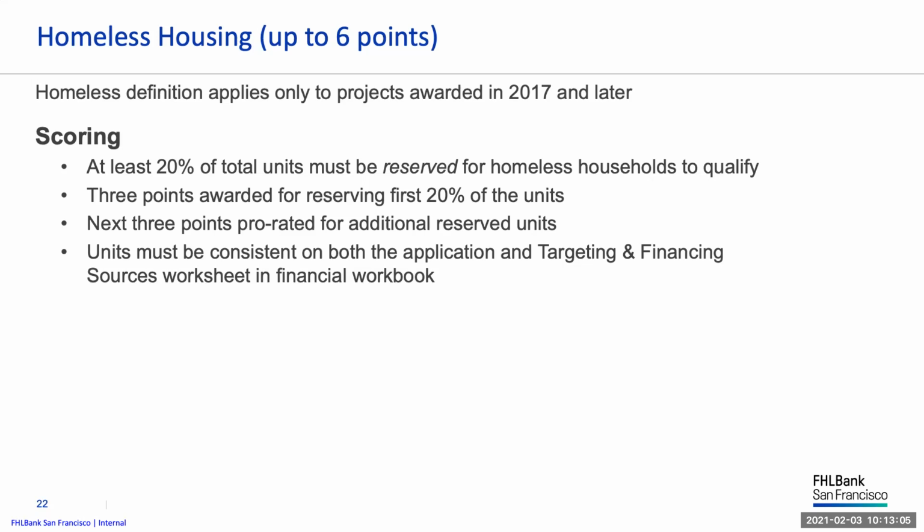In the application, you must describe the homeless program in the text box provided, including a description of outreach activities and referral agencies used. Since it's extremely rare for owner-occupied projects to target homeless households, we will review this section carefully if you request points under this category. Also, please note that the units set aside must also be indicated on the targeting and financing worksheet. To get points, they must match what is indicated on the application. In 2020, 86% or 43 of the 50 approved projects received some amount of points here, although no owner-occupied projects received points for homeless households.